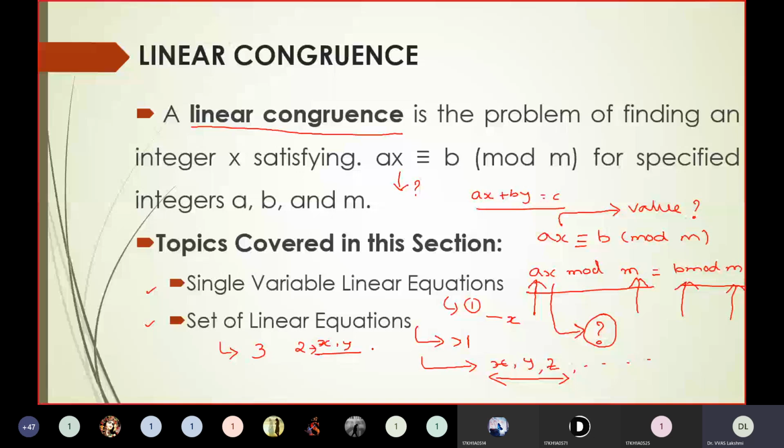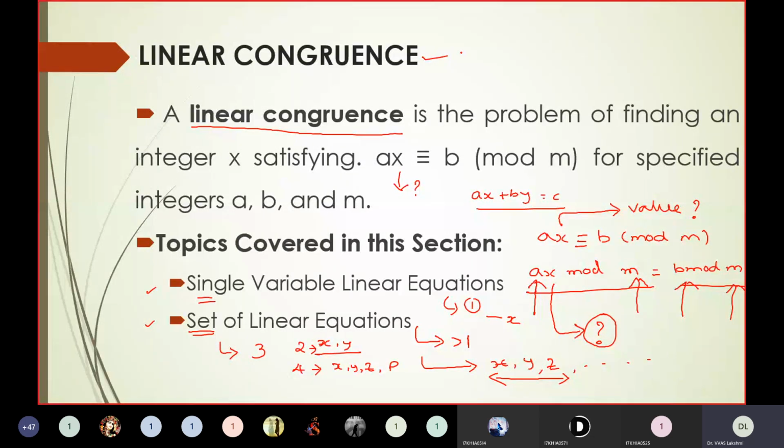We are going to find x, y, z and p, then the set contains 4 equations. This is the set of linear equations. These are the 2 topics covered in our linear congruence topic. This is the last concept in the first unit.